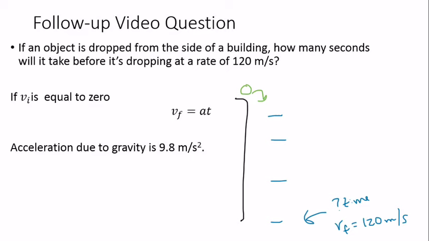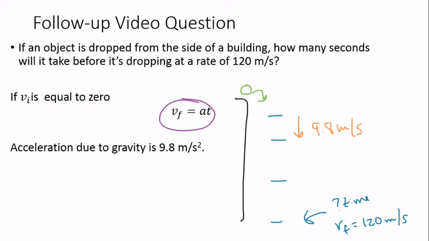So again, if you eyeball this, if you know it goes faster each second, it picks up 9.8 meters per second. How fast in 10 seconds would it be going? 98 meters per second. So you know it's going to be more than 10 seconds. But let's this time go back to the equation. You're going to have this on your test.